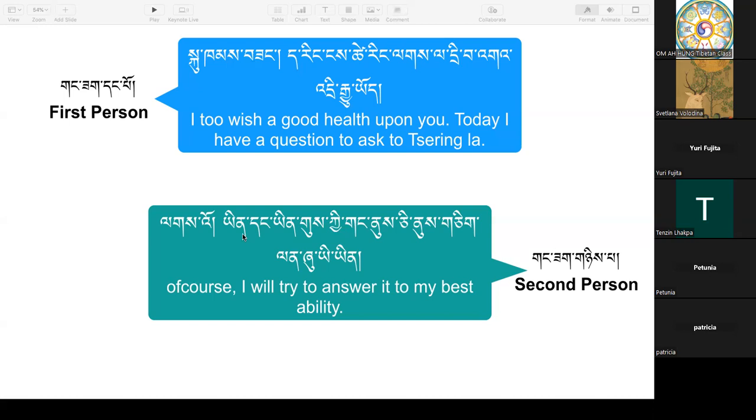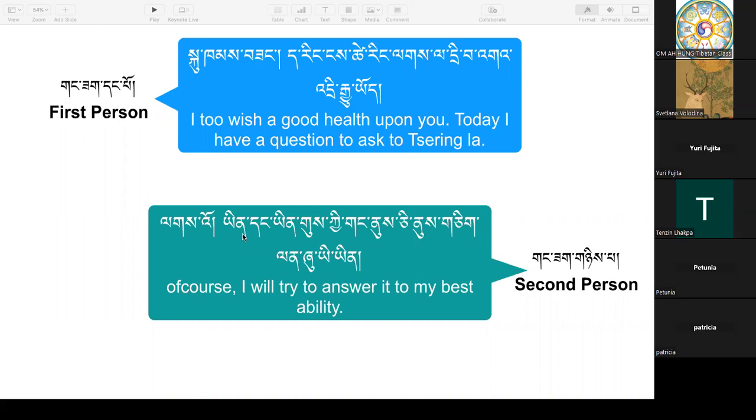Hindai kuigi konu jinugi or konu jinu chik. So you can either say ki or chik. So hindai kuigi konu jinu chik len shui yin. So I will try to answer it to the best of my ability or to my best ability.